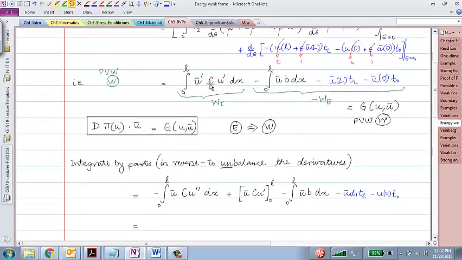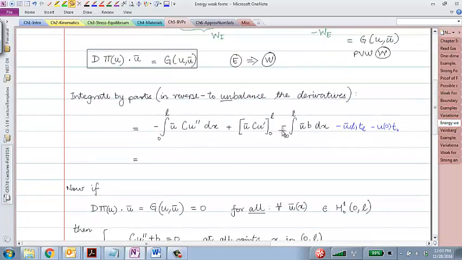What we'll do is apply the integration by parts, but since the derivatives are already balanced here, we are going to try to move the derivative from the virtual displacement to the real displacement. And if I do that, what we get is this term, minus u bar times c u prime, plus this boundary term, and the rest of the terms remain exactly the same.